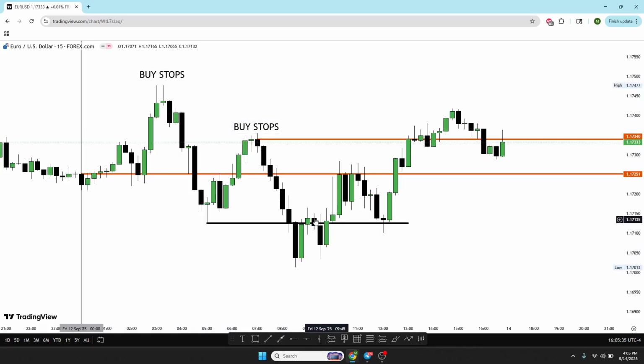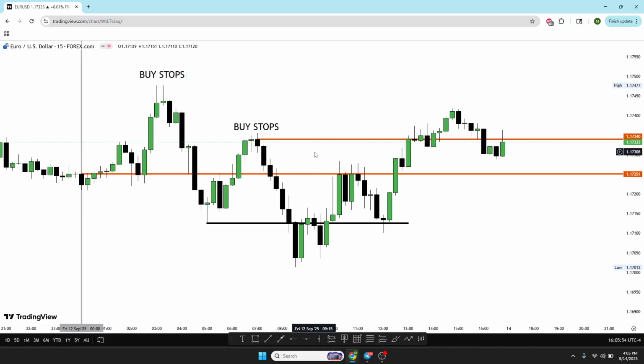I'm in the New York kill zone. So I need to abide by the rules for the New York kill zone. So let's go into those rules. We run below an old low. We go into a 15-minute chart. We set up fractal range building, and we identify where the stops are. Buy stops above here and above here.